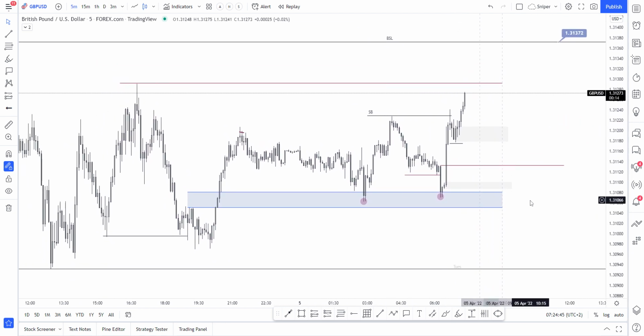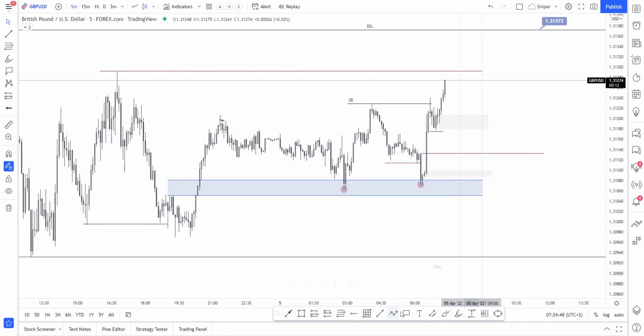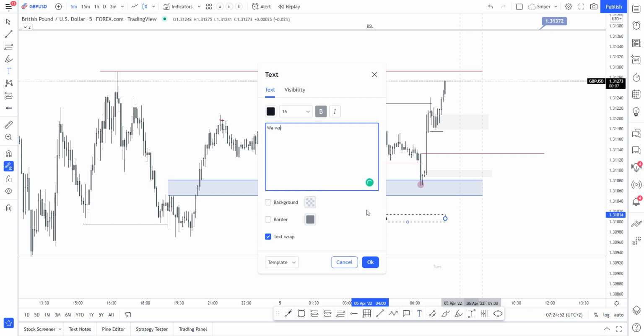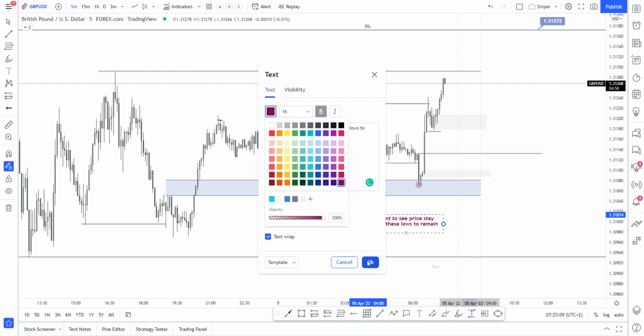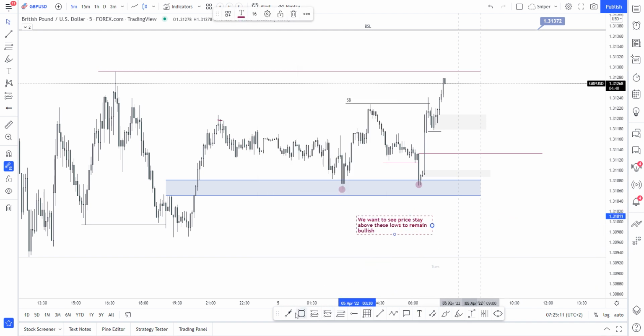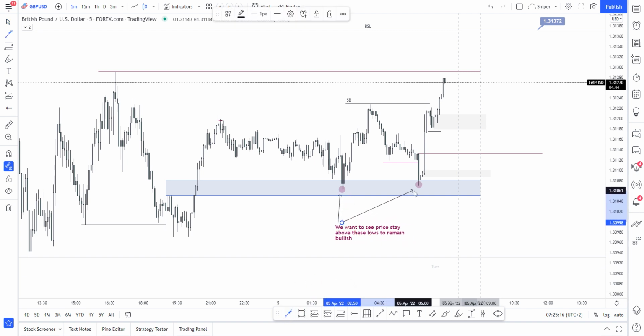So, current situation. Let's just put some text here so that you guys know. We want to see price stay above these lows to remain bullish. Make it the same color. Then we can just add a line like this.